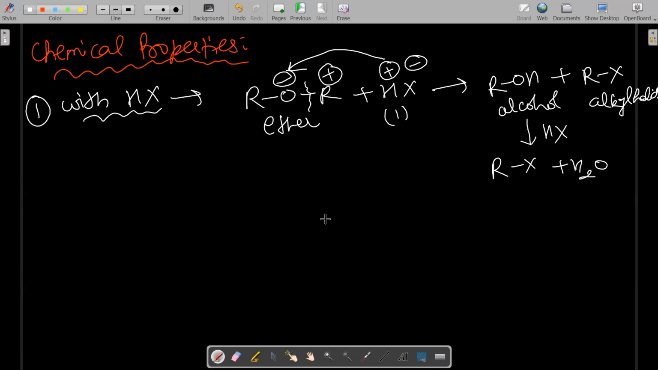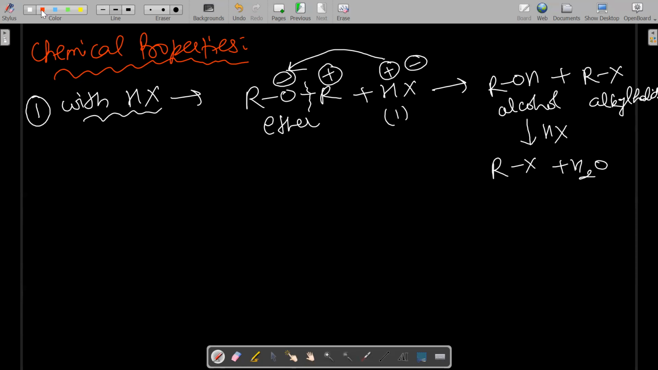So it depends, and you have to check this in the exam. Basically, when nothing is mentioned, we have to assume 1 mole. But if excess is written, then with excess HX, in that case we get alkyl halide only. So in the case of a symmetrical ether, the C-O bond will be cleaved from any one of the sides.